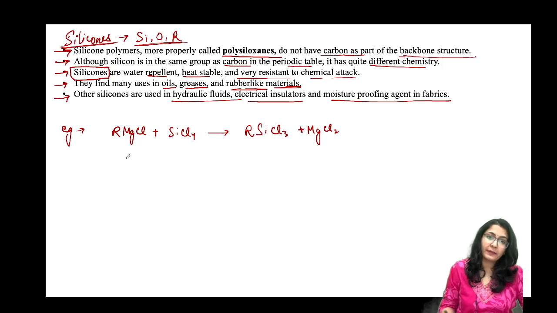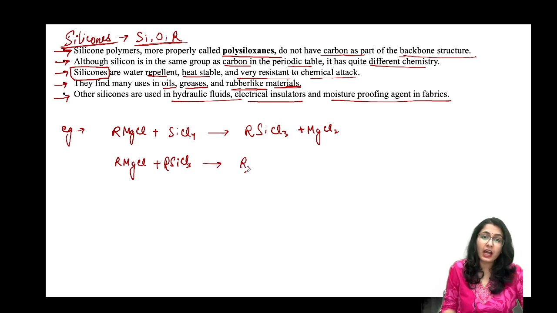Now, if for example you go on giving Grignard to this product which is formed, then what will happen? RMgCl plus again RSiCl3. Again, it is going to react. You will get R2SiCl2 plus MgCl2 once again. Okay. Again, do the same thing.